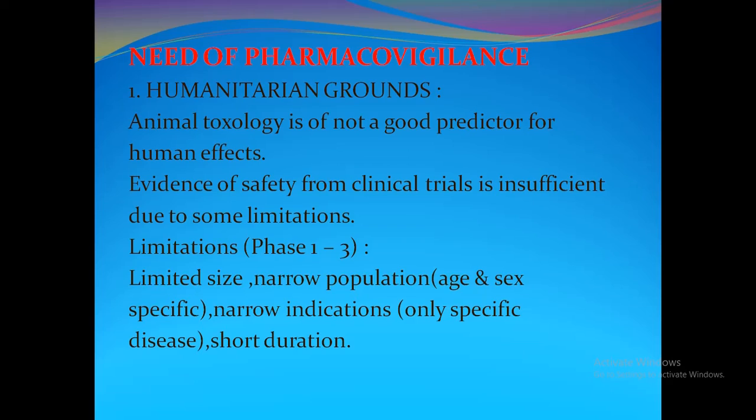These are humanitarian grounds. Animal toxicology is not a good predictor for human effects. Evidence of safety from clinical trials is insufficient due to some limitations. Limitations of phase 1 to 3 clinical trials are limited size, narrow population, age and sex specific, narrow indications, only a specific disease, and short duration.